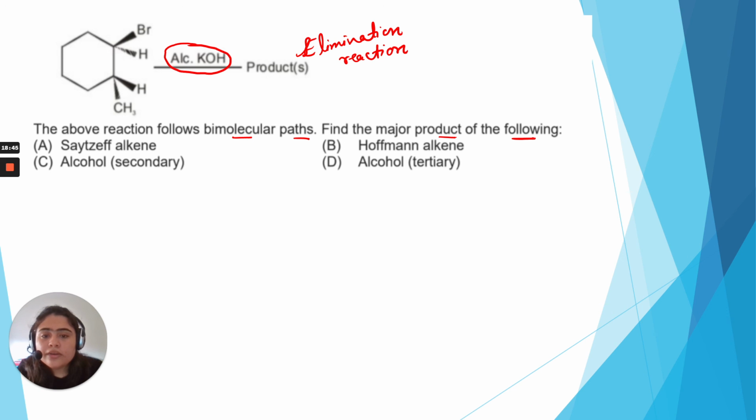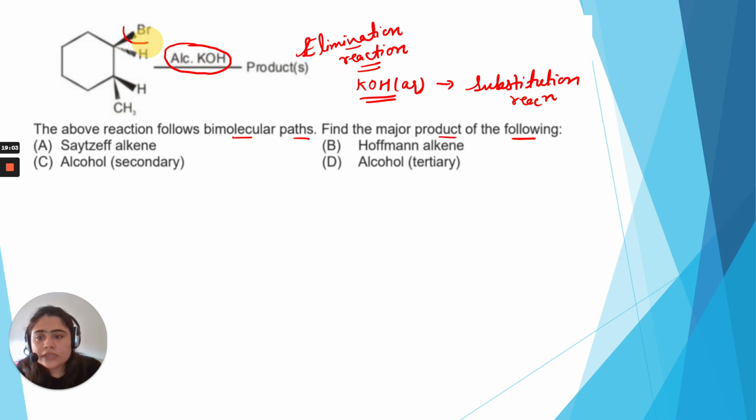If this KOH was aqueous, we would have had a substitution reaction. But here we are using what? Alcoholic KOH, so the elimination reaction will take place. Bromine will move out from this side and hydrogen will move out. There will be an elimination reaction. There will be a double bond present here, and an unsaturated compound will be formed.